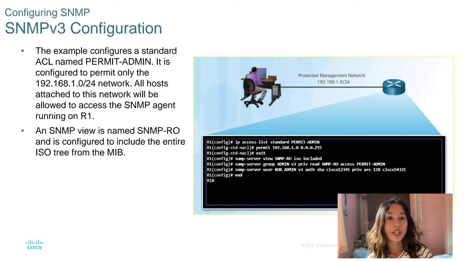SNMP v3 configuration. The example configures the standard ACL named PERMIT-ADMIN. It is configured to permit only the 192.168.1.0/24 network. All hosts attached to this network will be allowed to access the SNMP agent running on R1. An SNMP view is named SNMP-RO and is configured to include the entire ISO tree from the MIB.